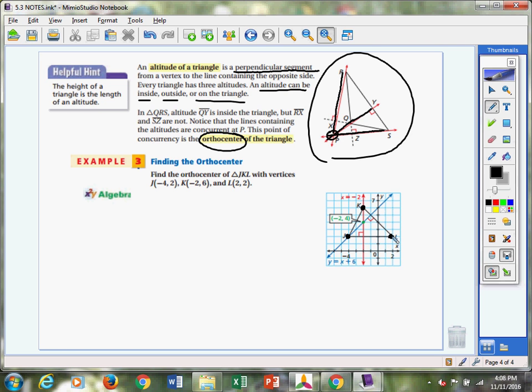Now, what's really cool is JL is horizontal. Let me write that note down. JL is horizontal. So what that means is the altitude is going to be a vertical line dropping down from the point opposite of JL. Well, the point opposite of JL is point K. So that's really a no-brainer. That's easy. They're not always going to be easy like this, guys. There's not always going to be a vertical or horizontal line that forms your triangle. But if there is one, then it's really simple.